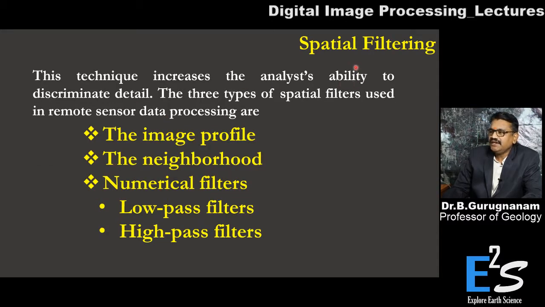There are 3 techniques to increase the analytical ability and to discriminate the detail. The 3 types of spatial filters are used in remote sensing for data processing: image profile, the nearest neighborhood method, and numerical. Normally we also employ band ratioing. The nearest neighborhood and image profile are generally used to see the histogram and the distribution of values. But low pass filter and high pass filter are the normal use.